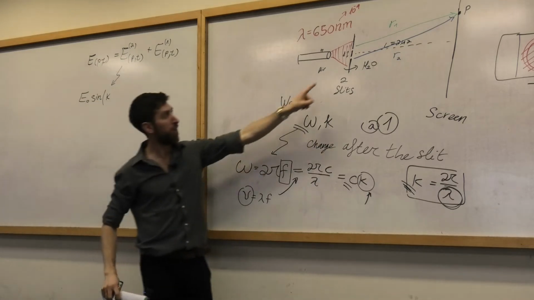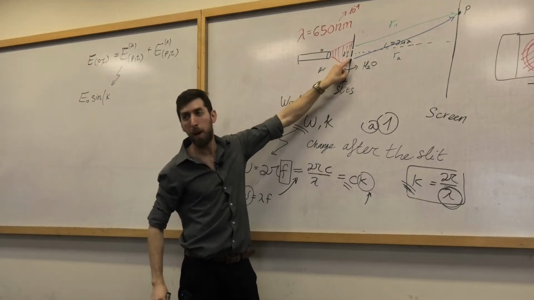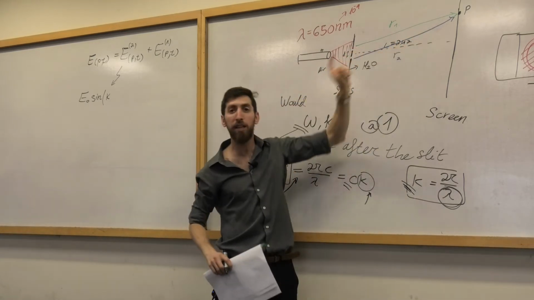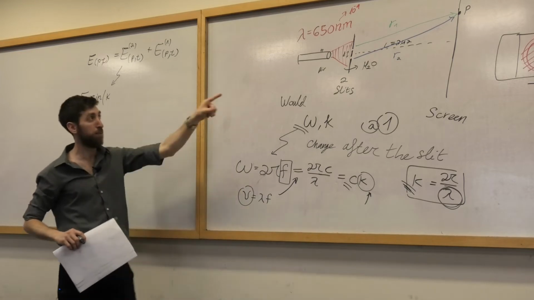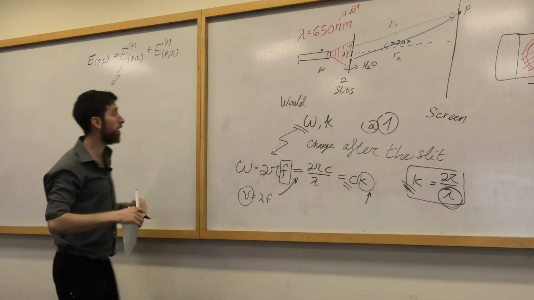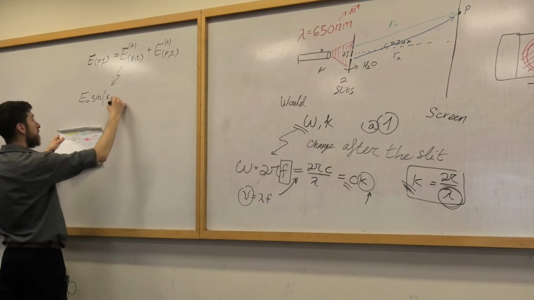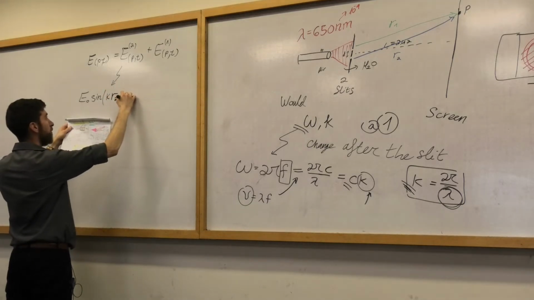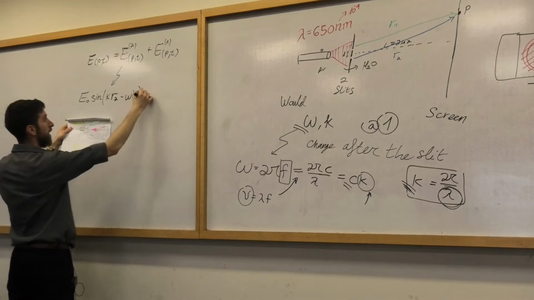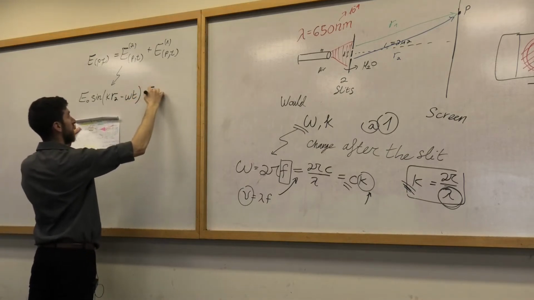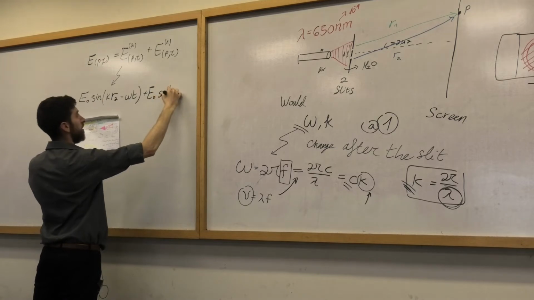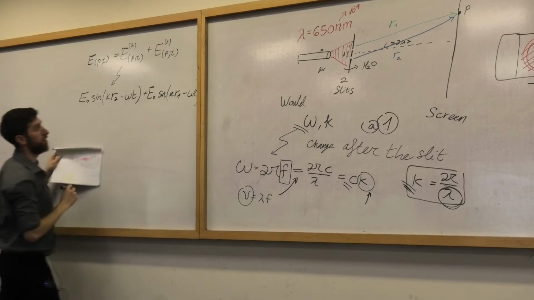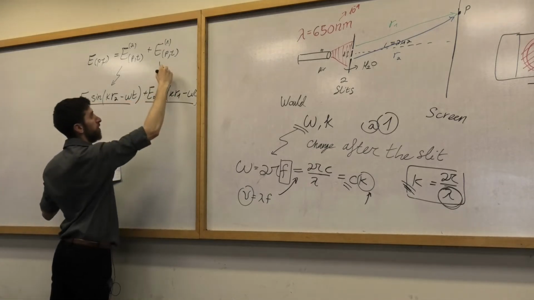So the beams here and here were equal, but this one went a long range, and this one went a little bit shorter range, right? This point is closer to point P, right? So here we need to put K, but put here R2, this distance, minus omega T, plus the second beam, K R1 minus omega T. Got it? We have these two contributions.